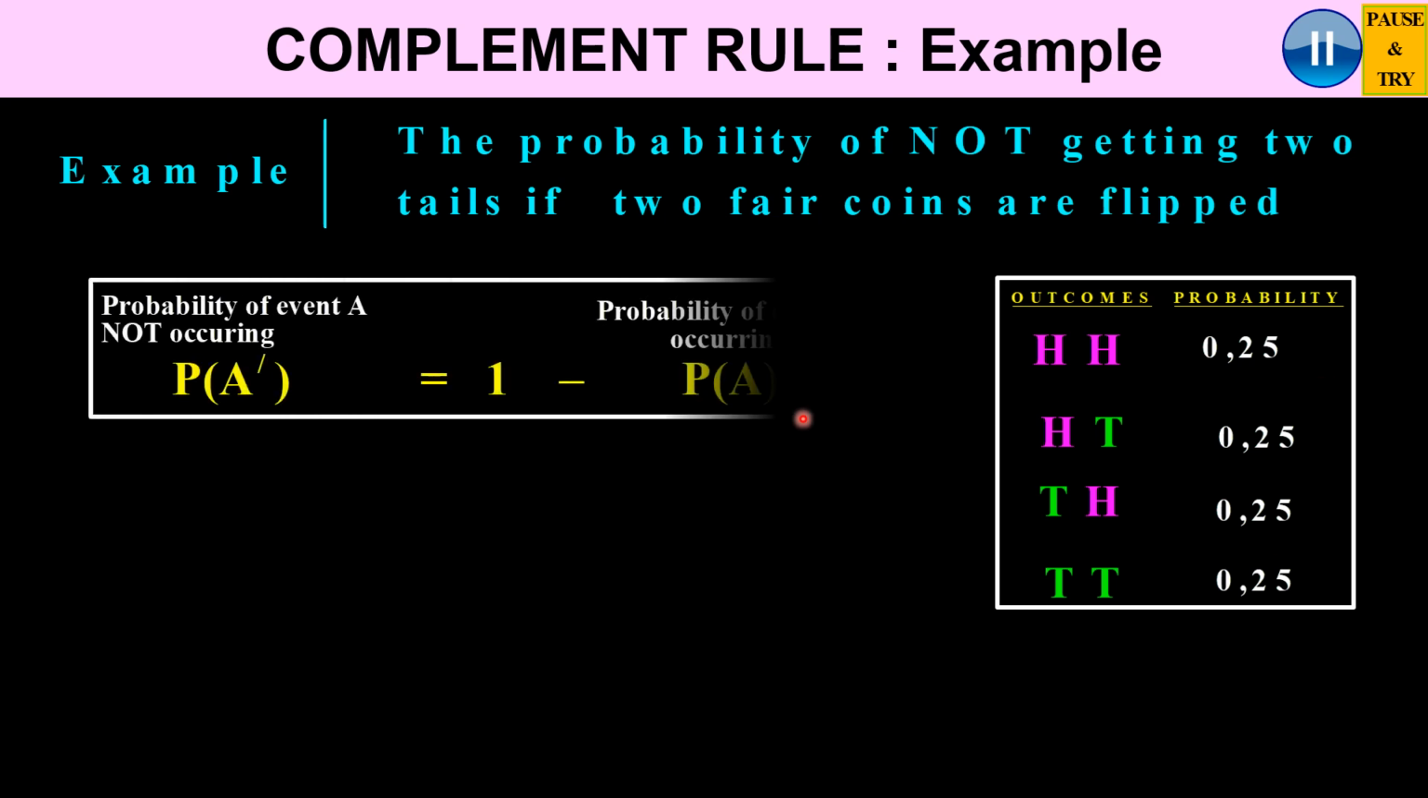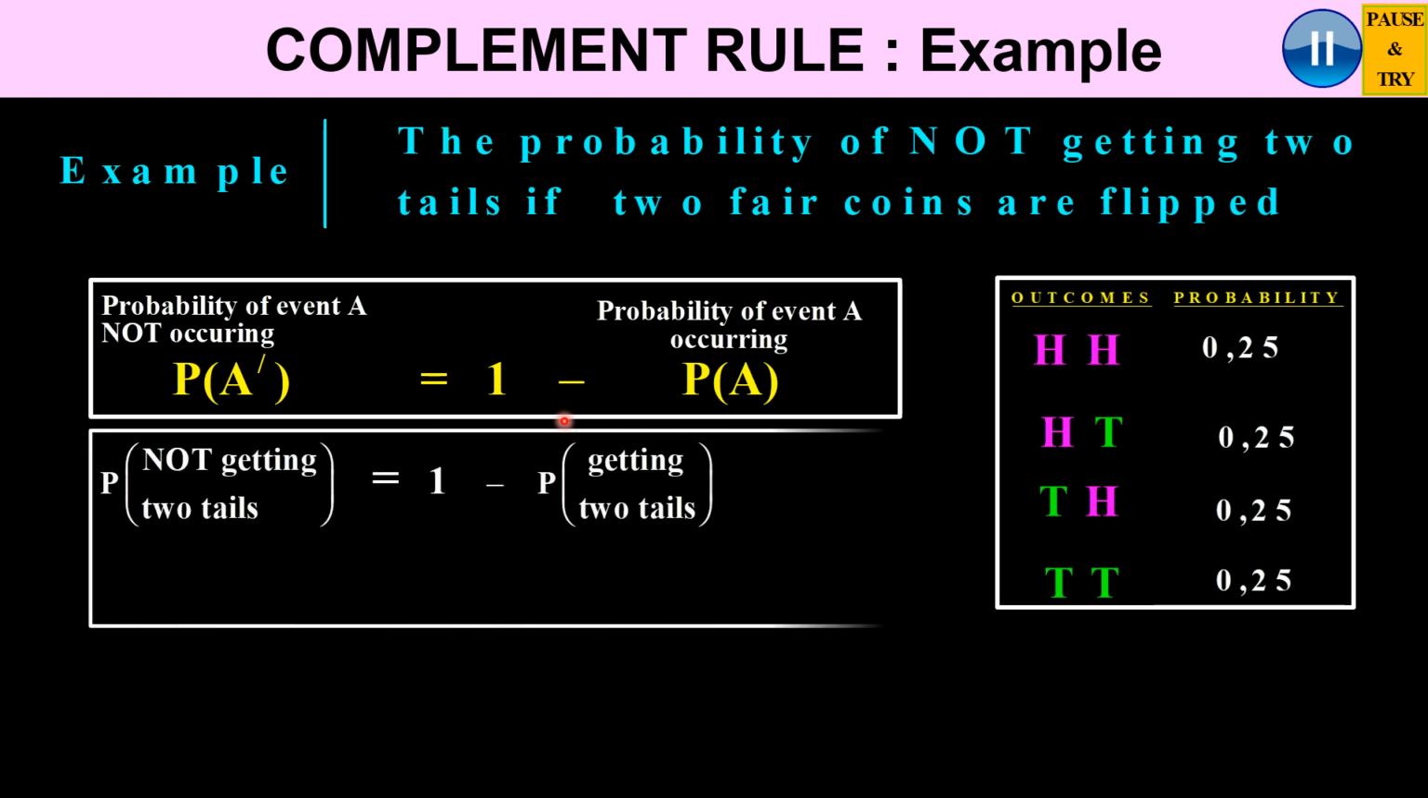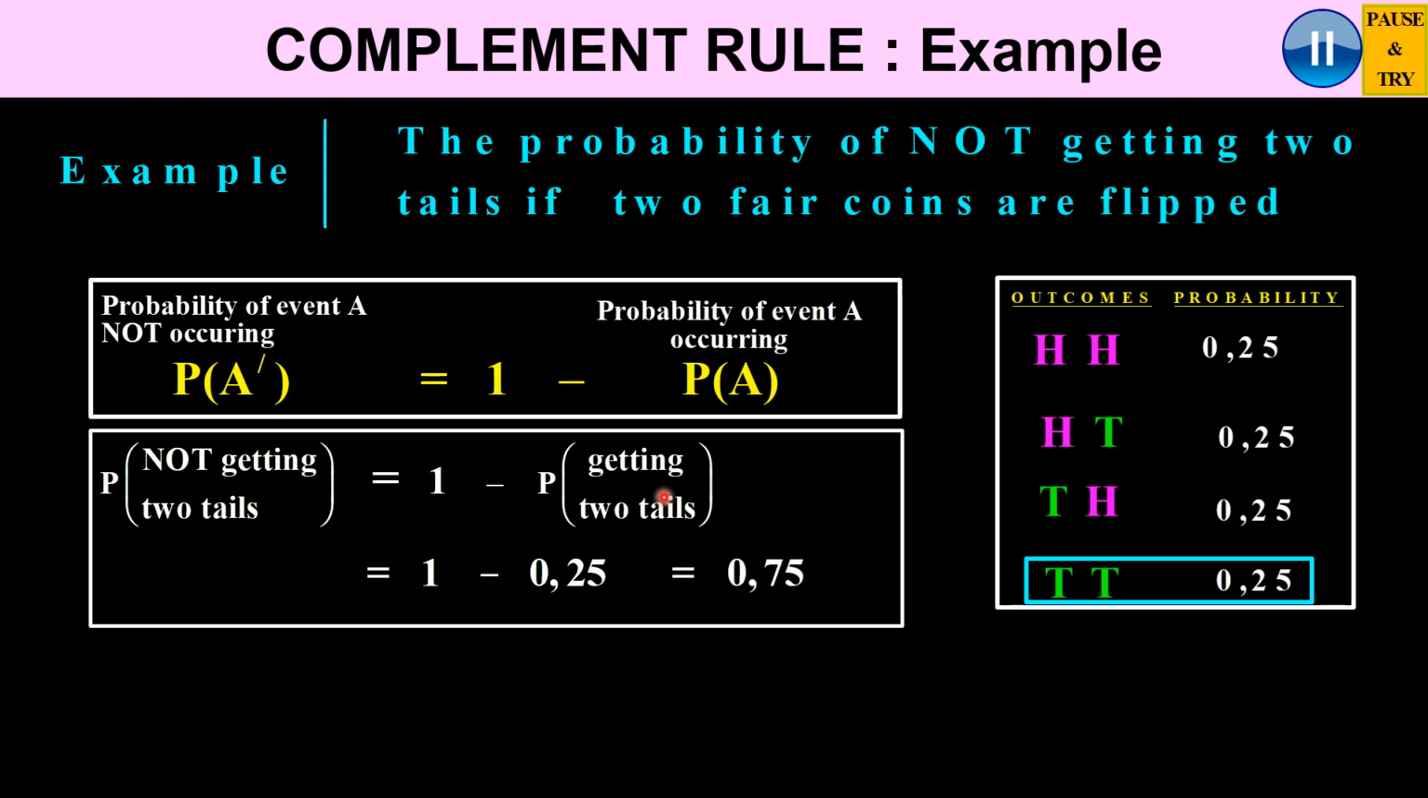If I want the probability of an event not occurring, it's 1 minus the probability of the event occurring. So let's take our specific example. Probability of not getting 2 tails is 1 minus the probability of getting 2 tails. So 1 minus, what's the probability of getting 2 tails? We see there, it's 0.25. So that's 0.25, and simple arithmetic, 0.75.